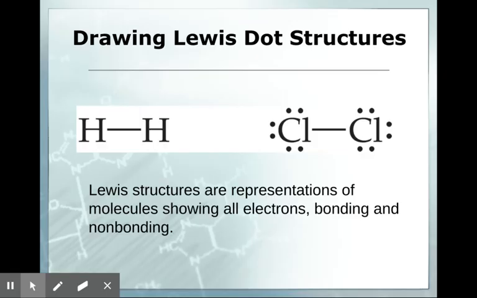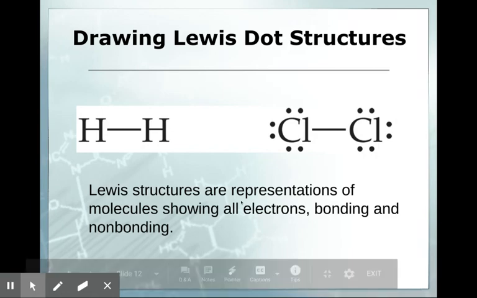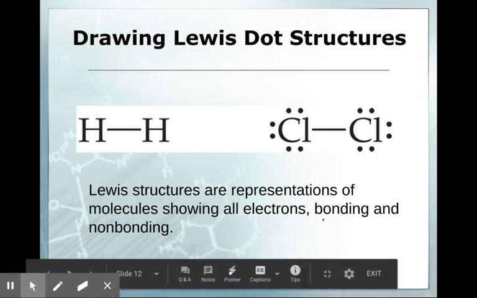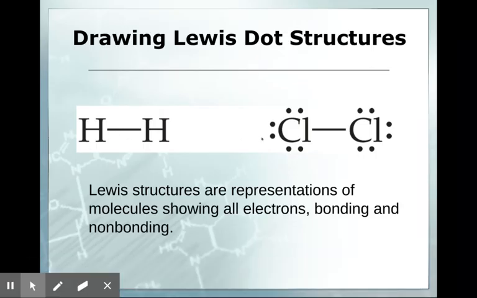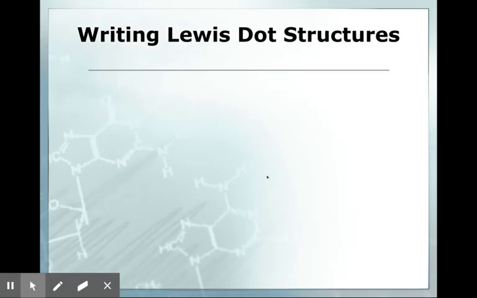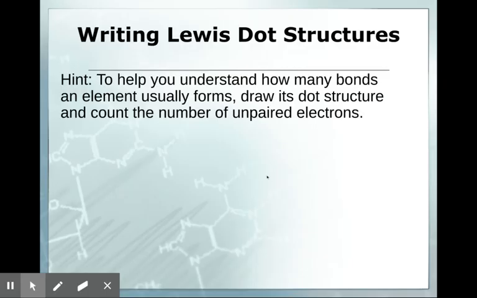So when I'm referencing Lewis structures, what I'm really looking at is how those molecules are going to be drawn, showing all electrons, bonding and non-bonding. So here we see a single bond between the two hydrogens. Here we see another single bond between the two chlorines, but then we also see 1, 2, 3 lone pairs around those chlorines.